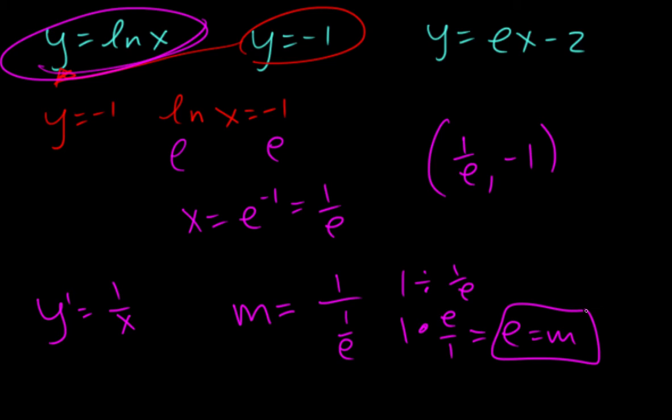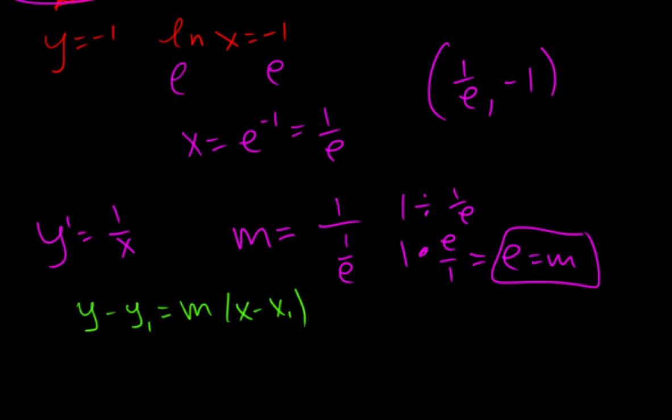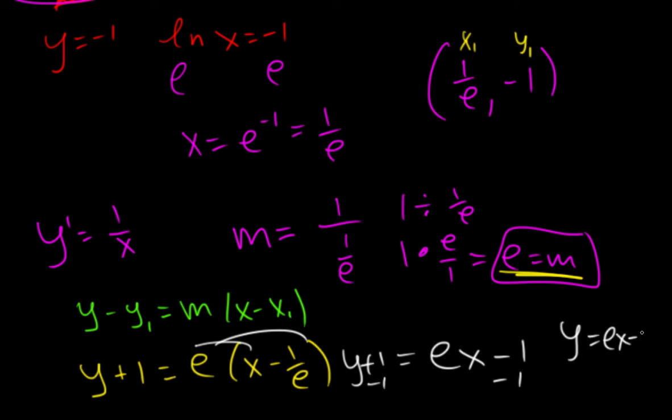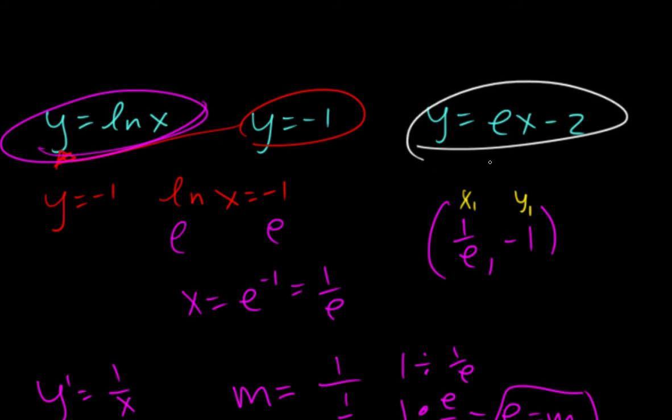And if we plug that into y minus y1 equals m x minus x1, this is our x1, this is our y1, so y plus 1, or m, is just e, x minus 1 over e. We distribute, we get ex minus 1, because the e's would cancel on that, and y plus 1, we subtract 1, y is equal to ex minus 2, and that was what we were asked to prove.